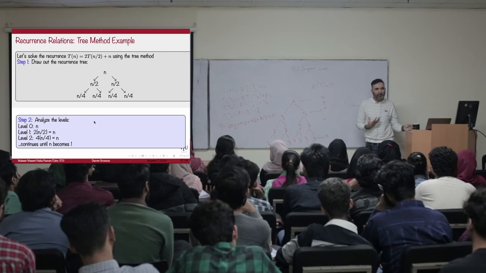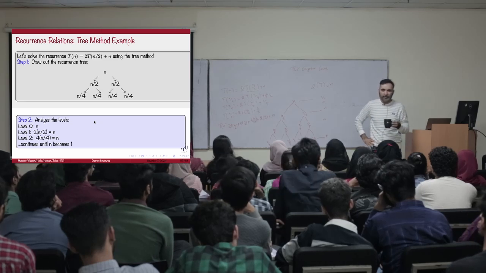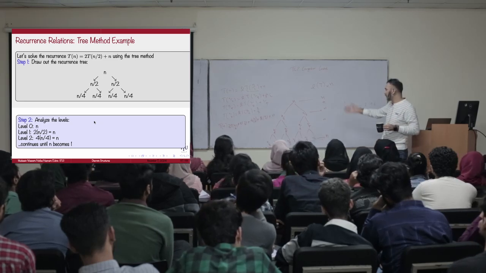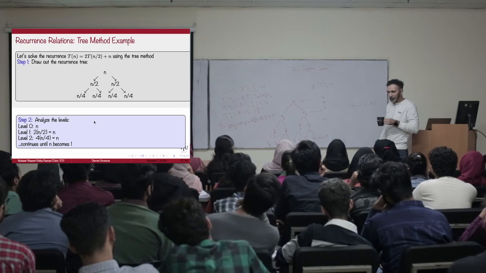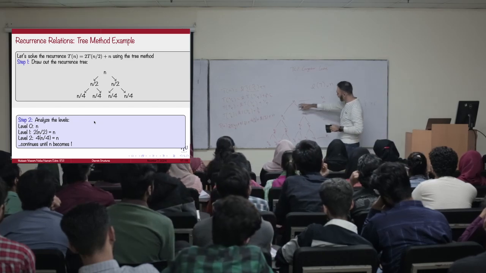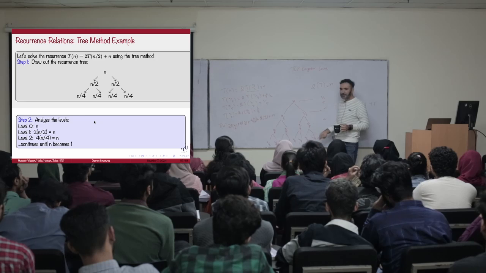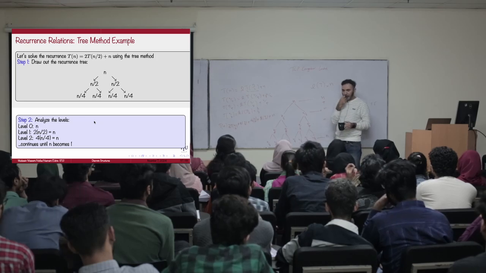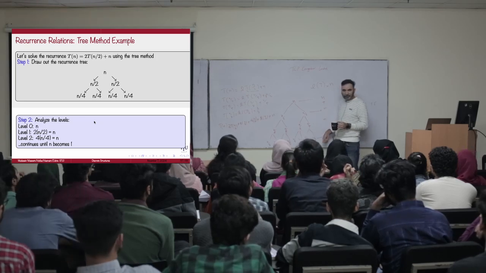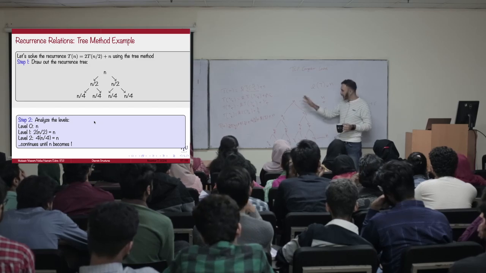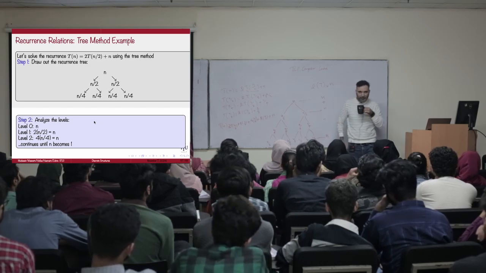That's how intuitive the tree method is. All you need to figure out is how big this tree is. When will this tree stop? This tree will stop when n becomes either 0 or 1. n will never become 0 because we divide by 2, but n will become 1 at some point.